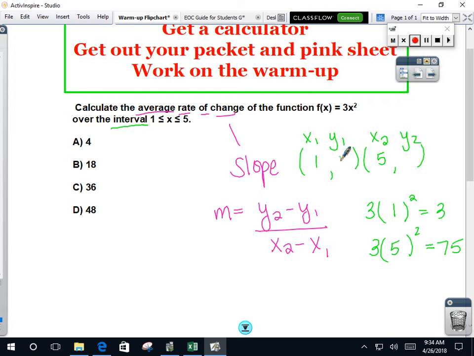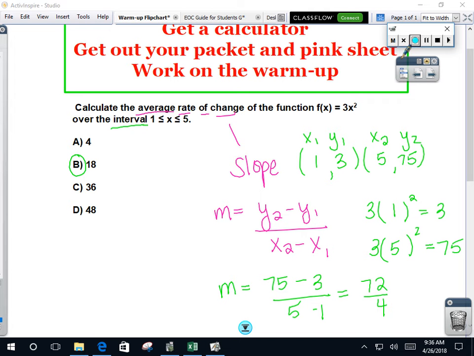Now I have the y value that goes with 1, and it's 3, and the y value that goes with 5 is 75. And now I just plug them in the formula where they go. So it'll be m equals 75 minus 3 over 5 minus 1, which becomes 72 over 4. And 72 over 4 is 18.